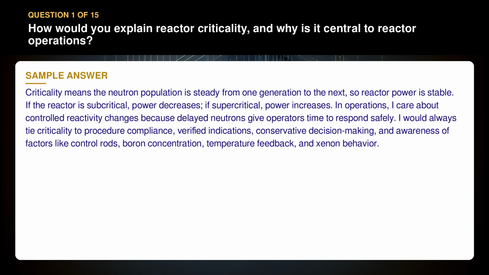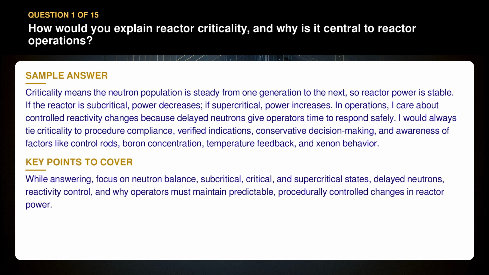safely. I would always tie criticality to procedure compliance, verified indications, conservative decision-making, and awareness of factors like control rods, boron concentration, temperature feedback, and xenon behavior. While answering, focus on neutron balance, subcritical, critical, and supercritical states, delayed neutrons, reactivity control, and why operators must maintain predictable, procedurally controlled changes in reactor power.